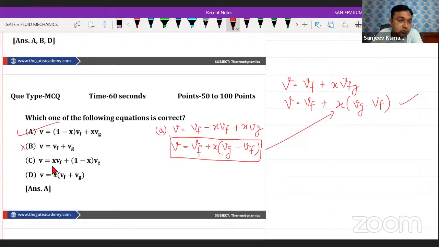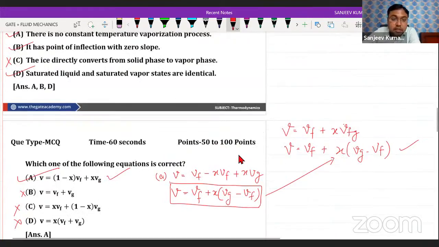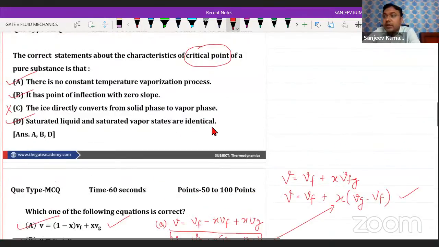B is wrong. This is also wrong. Not applicable, not applicable, right? So this is the correct answer. This is also applicable to entropy, enthalpy also. Correct? That we have seen here. You can see all three equations I have written.